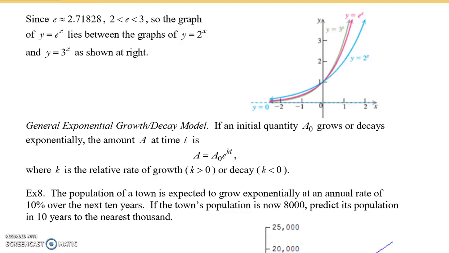I just want you to note that the formula for continuously compounded interest, A equals P e to the rt, is a specific case of this more general growth decay model. The P, the principal, plays the role of A0. The interest rate r plays the role of k. So it really is the same formula as the PERT formula, this new one that we're looking at.